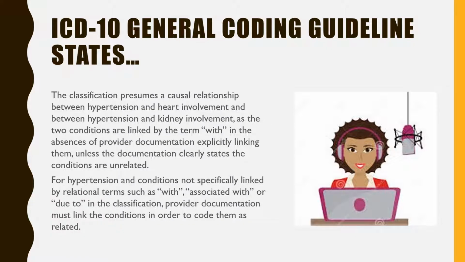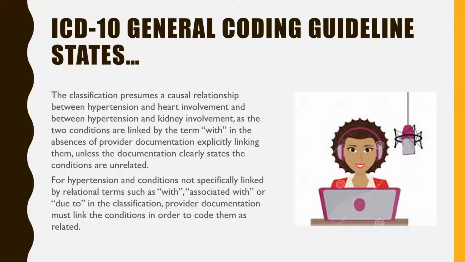So the ICD-10 General Coding Guideline further states, the classification presumes a causal relationship between hypertension and heart involvement and between hypertension and kidney involvement, as the two conditions are linked by the term "with" in the absence of provider documentation explicitly linking them, unless the documentation clearly states that the conditions are unrelated.